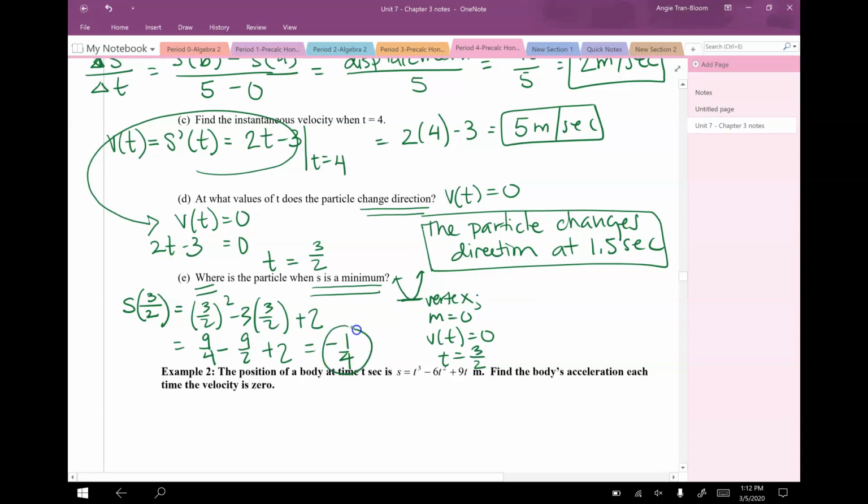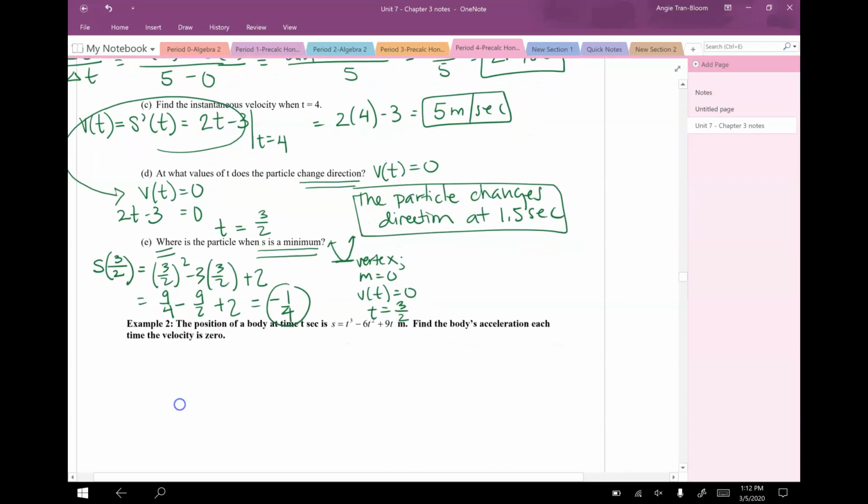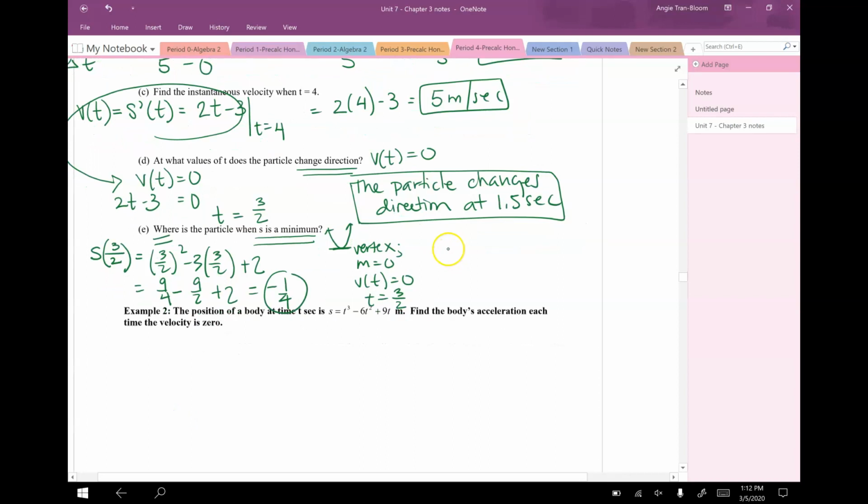So what does that mean? I'm going to write it out for us. When s is a minimum, the particle will be at negative one quarter meters.